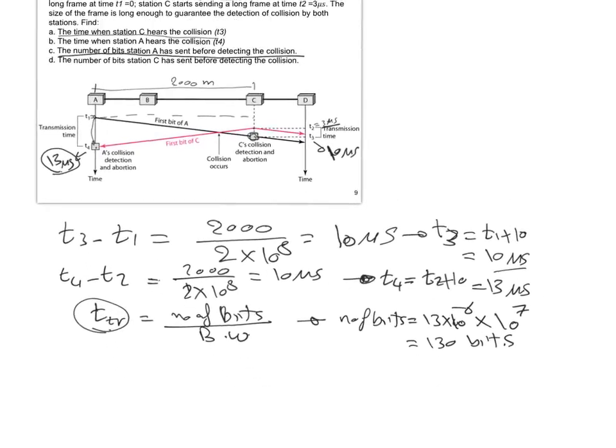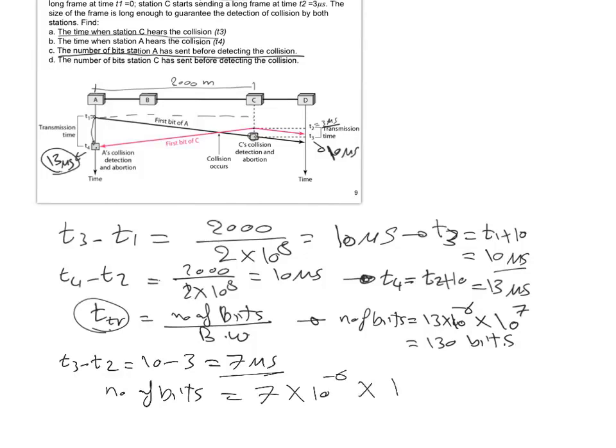And what is the number of bits station C has sent before detecting the collision? In other words, t3 minus t2. Remember here t3 is 10 and t2 is 3, so t3 minus t2 equals 10 minus 3, which equals 7 microseconds. So how many bits has station C sent before detecting the collision? We calculate the number of bits by multiplying 7 microseconds by 10 to the power 7, which in that case is equal to 70 bits.